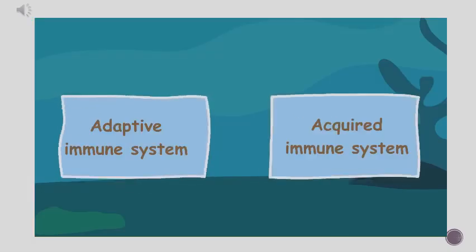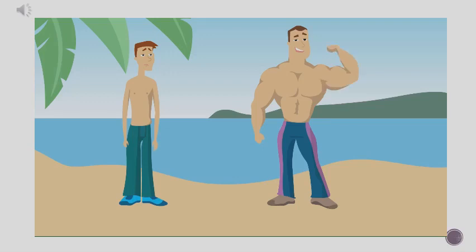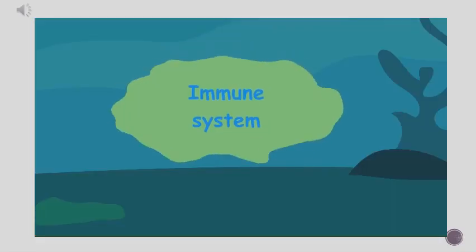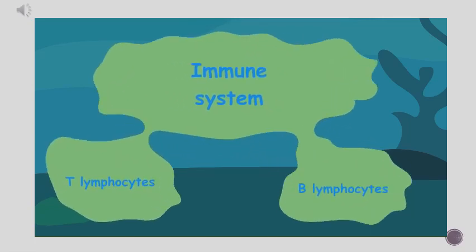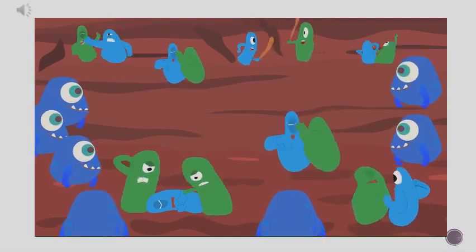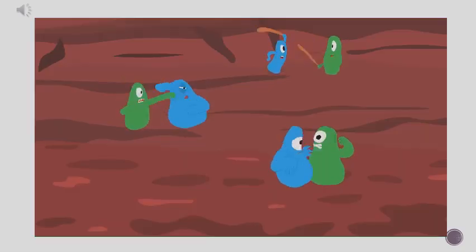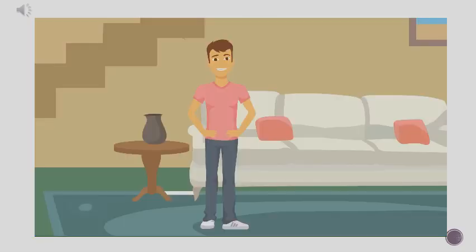Now, there is also the adaptive or acquired immune system. This system is more efficient as it can differentiate between different types of pathogens. It has two main components, T lymphocytes and B lymphocytes. T cells come into play when an infection has already occurred, thus bringing about the cell-mediated immune response. B cells join the fight when the pathogens have entered, but haven't yet caused any disease. This is called the humoral immune response.